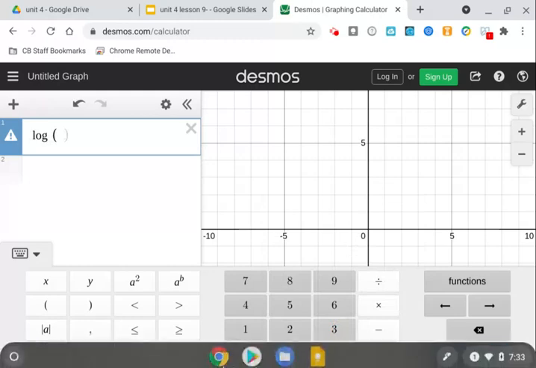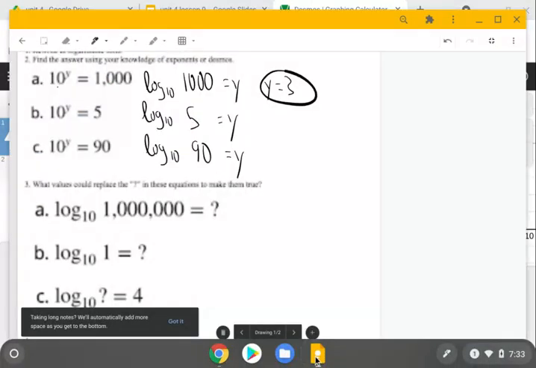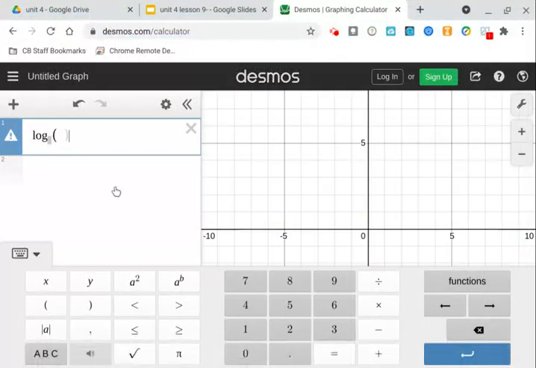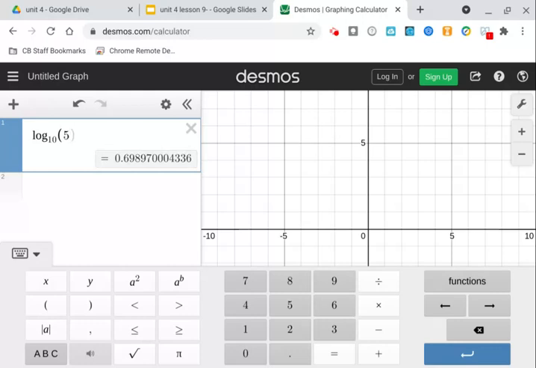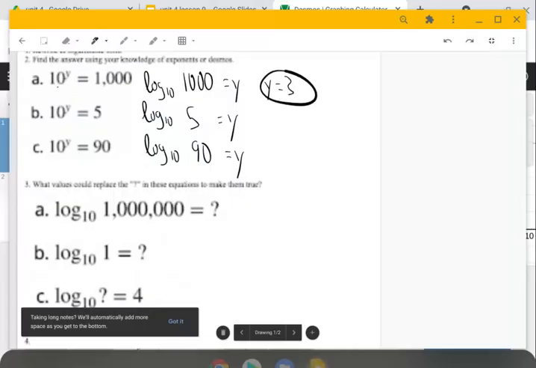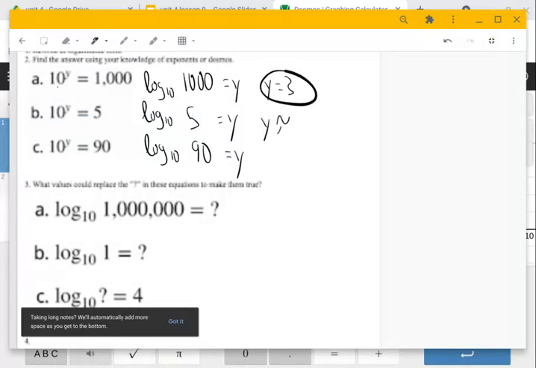So in this case, we want log base 10. We want this one right here. Log base 10 of 5. And it gives me an answer. And notice it gives me an answer that's between 0 and 1. So if we round that, we'll round that to 0.7. So the answer to B is approximately 0.7.